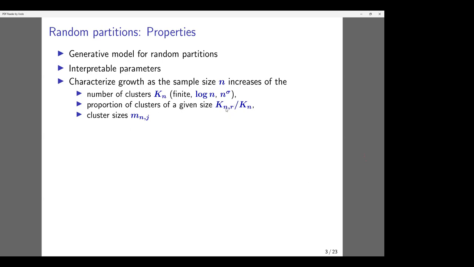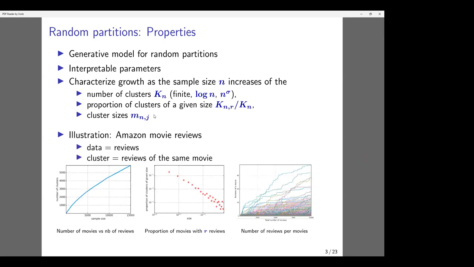I define K_n,r as the number of clusters of size r. Then K_n,r over K_n, the number of clusters, corresponds to the proportion of clusters of a given size. And also be able to characterize the growth of the size of the clusters, where M_nj corresponds to the size of the cluster j. I'm giving just some illustrations on some data sets to illustrate the different properties.